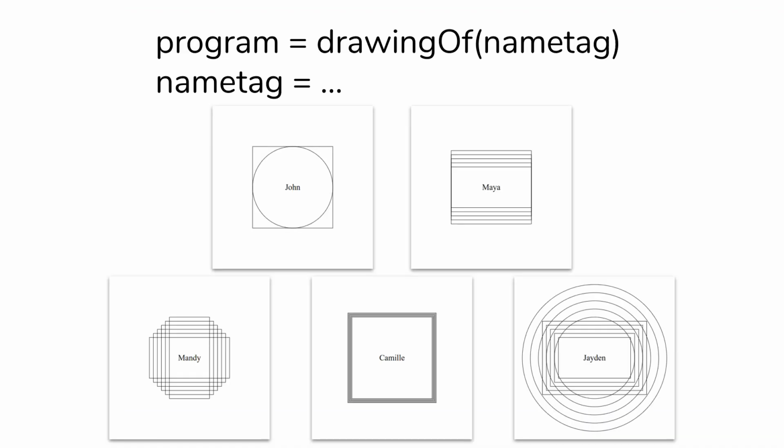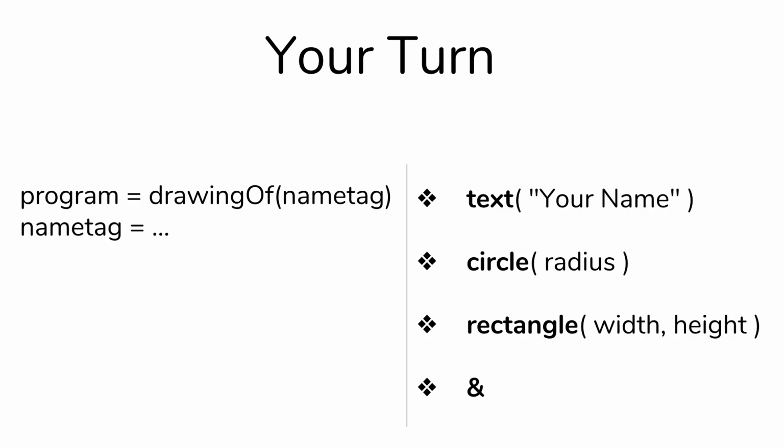Now it's your turn. Play around with text, circles, rectangles, and combine them using the AND sign to make your own creative name tag and see what you can come up with.